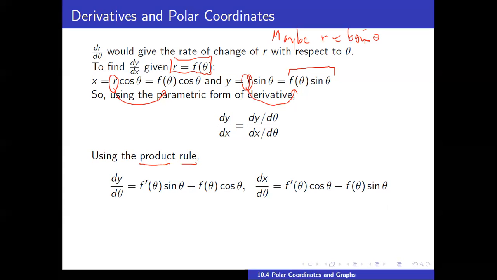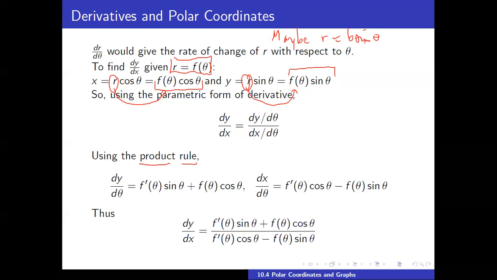Whatever f of theta is, whatever r is given by in terms of theta, you simply multiply the derivative of that by sine theta, and you add r again times cosine of theta. Okay. And what about dx d theta? Well, similarly, here is what x is, and if I want to take the derivative of that, it's going to involve using the product rule again. It's going to be f prime of theta times cos theta plus the first, which is f of theta, times the derivative of cos theta. But what's the derivative of cos theta? Negative sine. Okay, so you get negative f of theta sine theta. Okay?